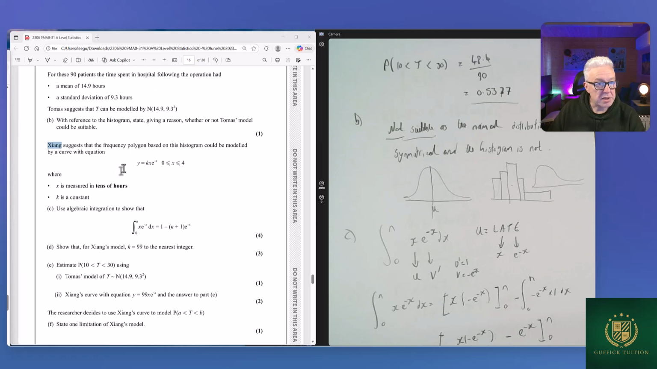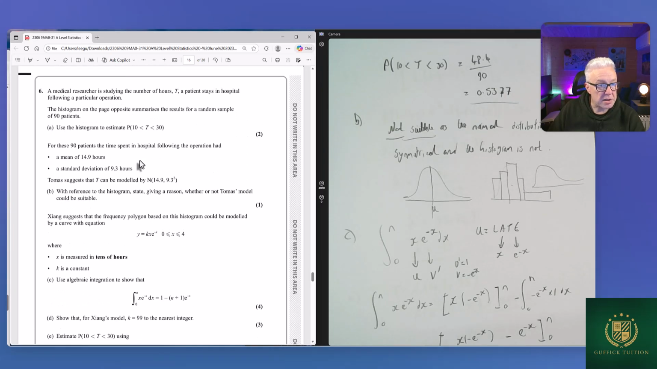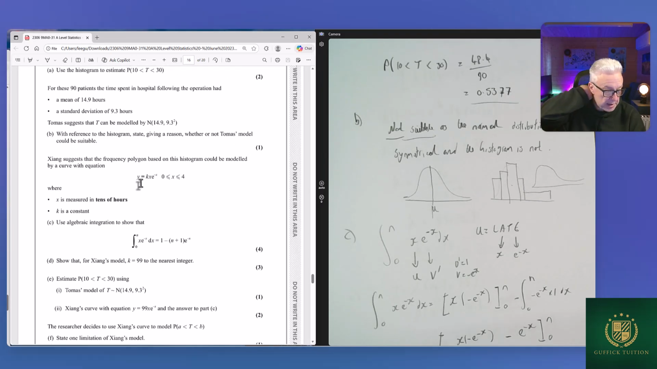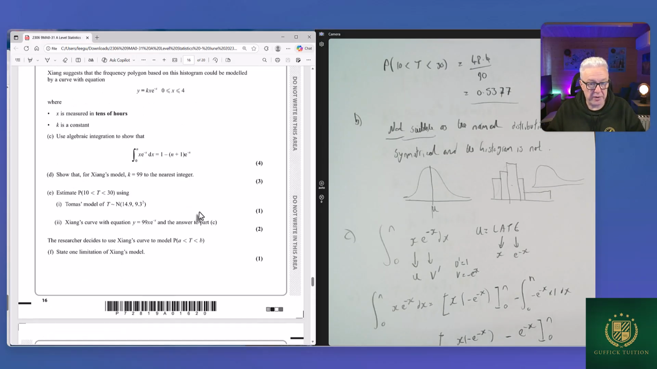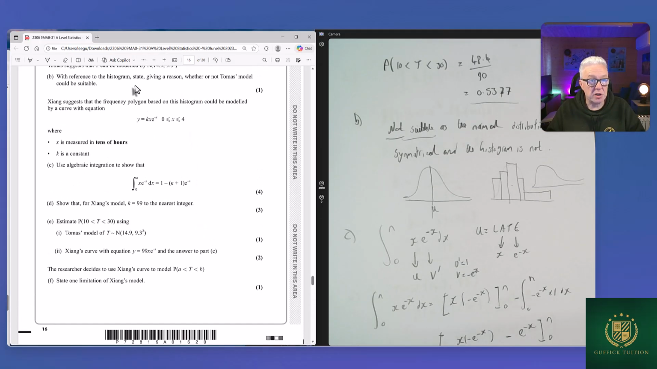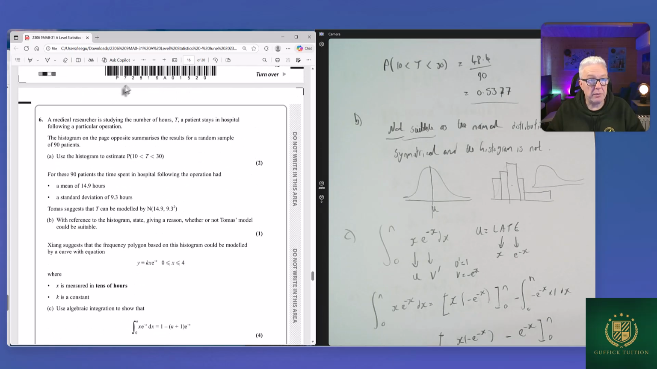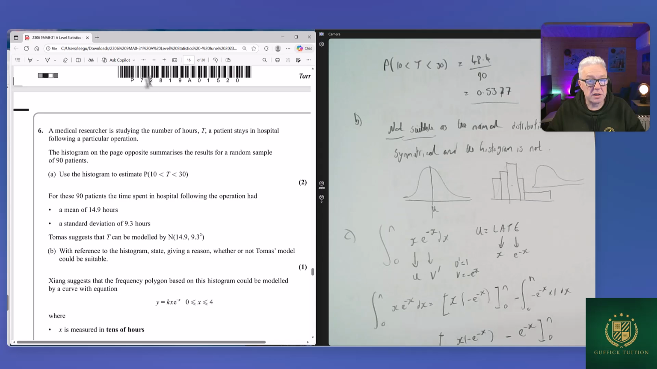Okay, what's next? Okay, so next, what have we got? Next it says Xian suggests that the frequency polygon based on this histogram could be modelled by a curve with the equation given, where x is measured in tens of hours and k is a constant. Use algebraic integration to show that the integral of that expression is equal to the given result. Let me just make this a bit bigger. That's a little bit better.